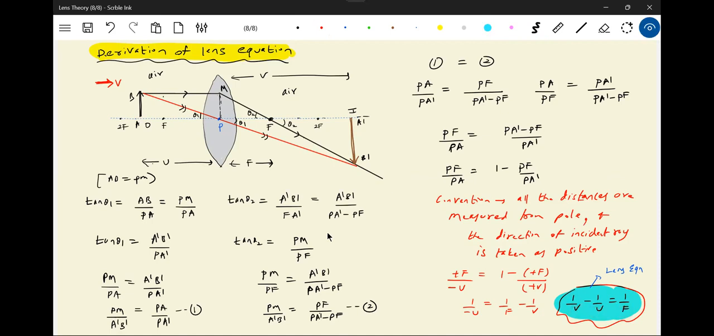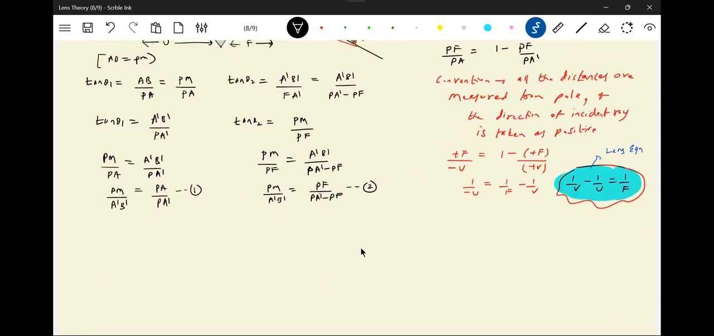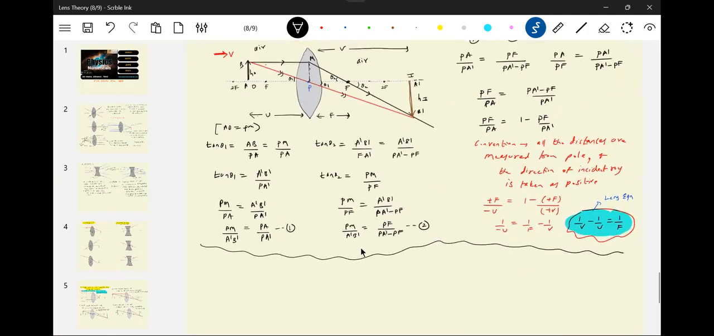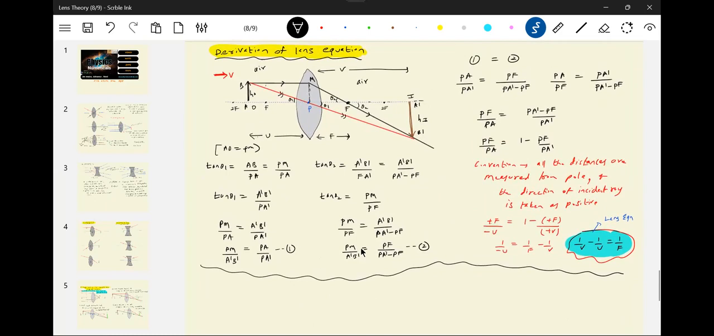After this, we need even the height of the image. Can we use any formula here? Yes, we take help of the magnification. What is the basic transverse magnification? We derive an expression for the magnification. How do we define it? Height of the image by height of the object.